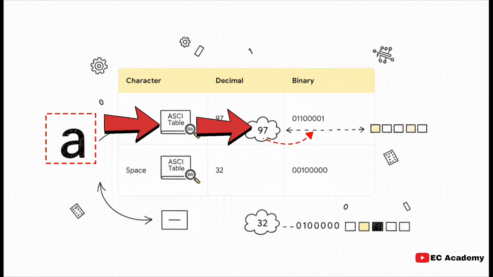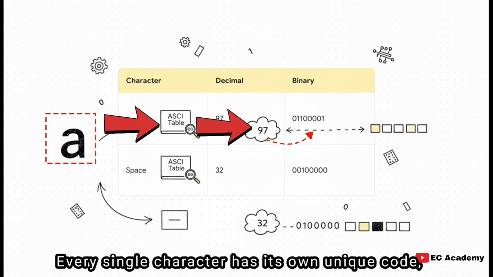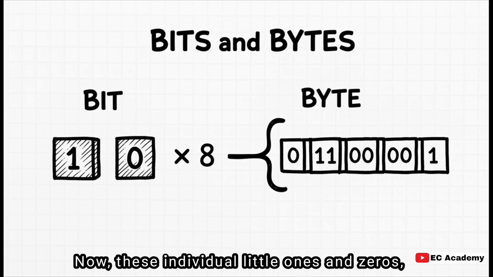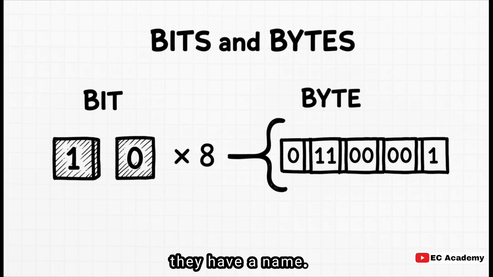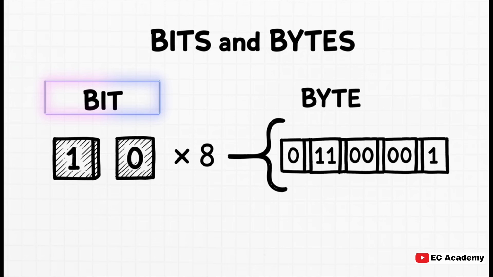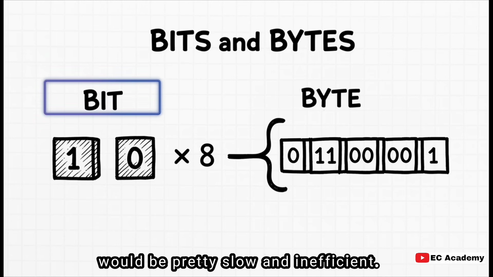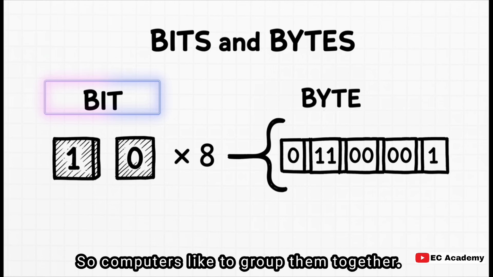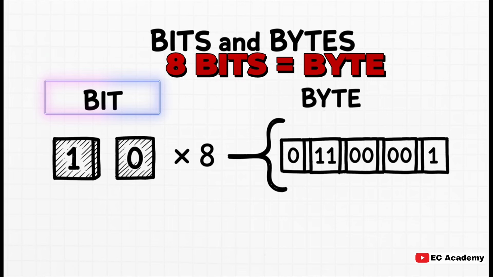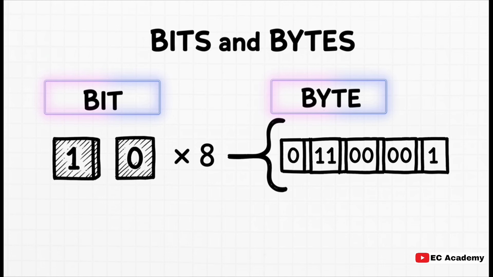0110001. Every single character has its own unique code, just like this. Now, these individual little ones and zeros have a name. Each one is called a bit. But you can imagine dealing with them one at a time would be pretty slow and inefficient. So computers like to group them together. A standard group of 8 bits is what we call a byte. And that's kind of the fundamental chunk of information your computer is usually working with.